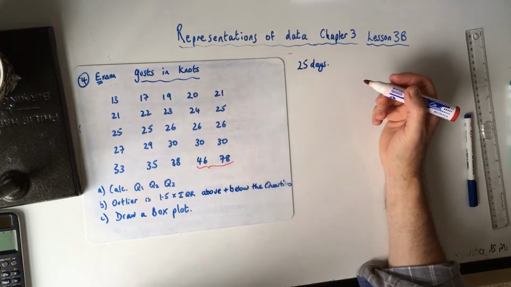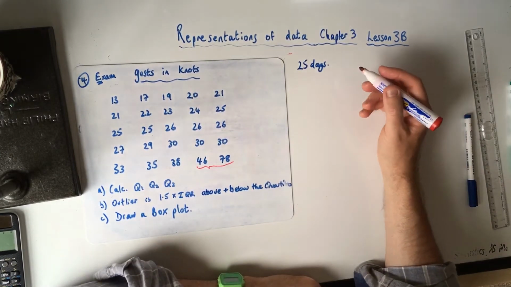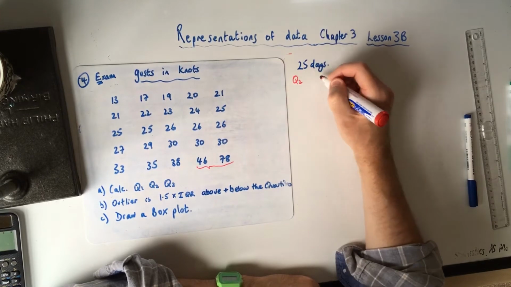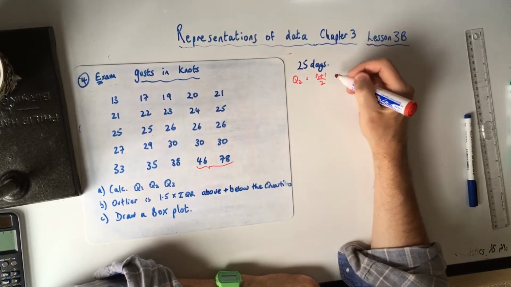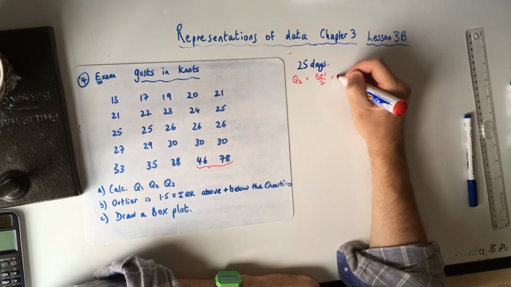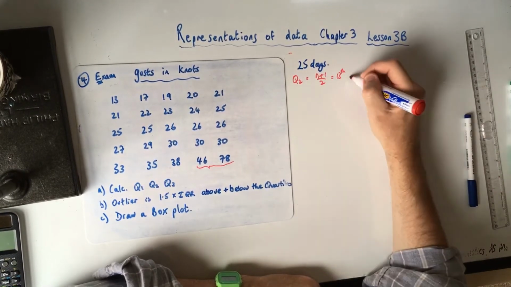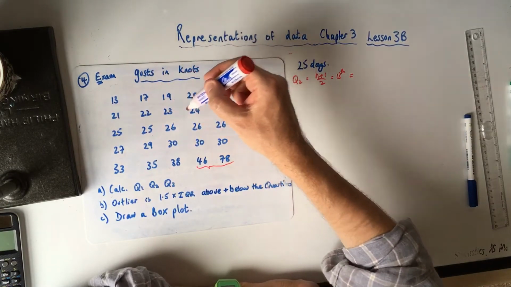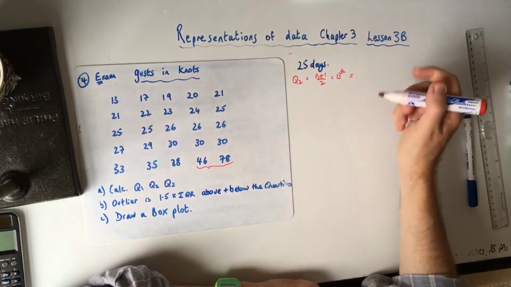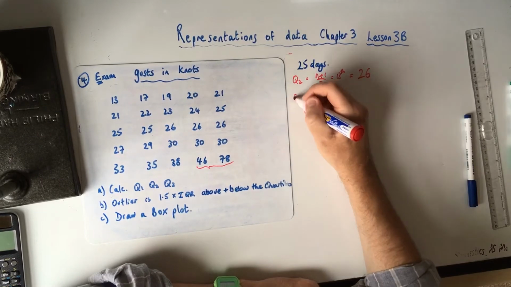n is 25. Remember how we do the median. So Q2. For Q2 we go n plus 1 divided by 2. So 26 divided by 2 is 13. So we want the 13th bit of data. So 1, 2, 3, 4, 5, 6, 7, 8, 9, 10, 11, 12, 13 is 26.